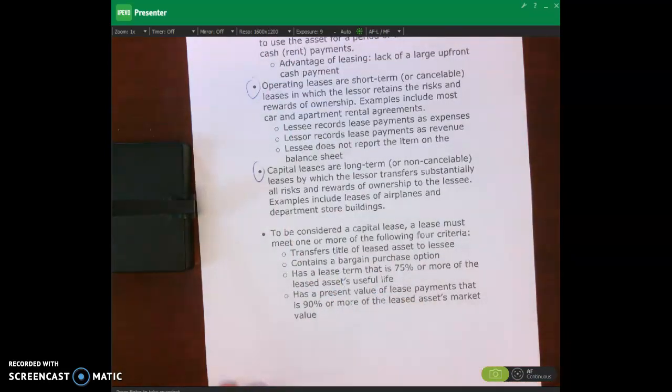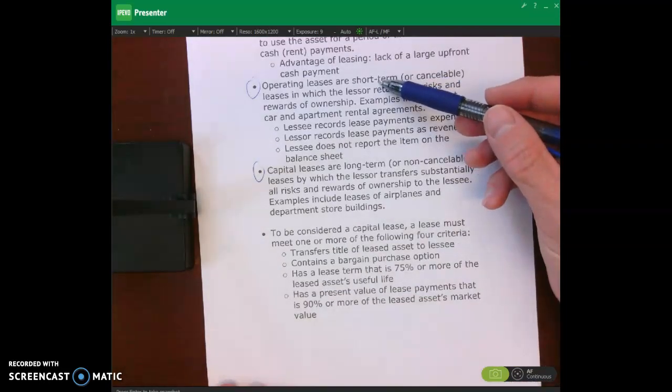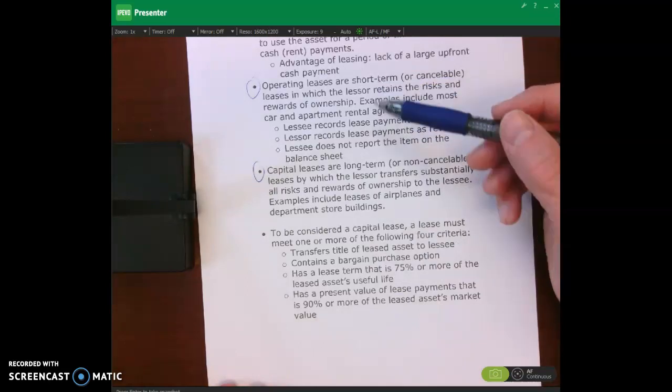What I want you to know for the test is just the concepts of these two. I'm not going to be testing you on this. As you move into intermediate accounting, if you go on to take intermediate accounting, you'll go into more detail on leases. I just want you to know the difference at a pretty high level between an operating lease and then a capital lease.